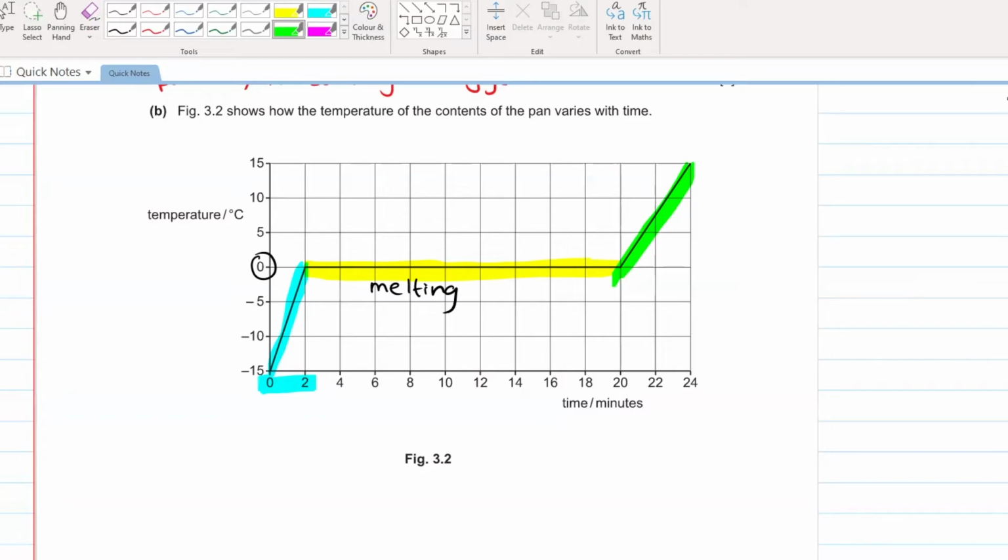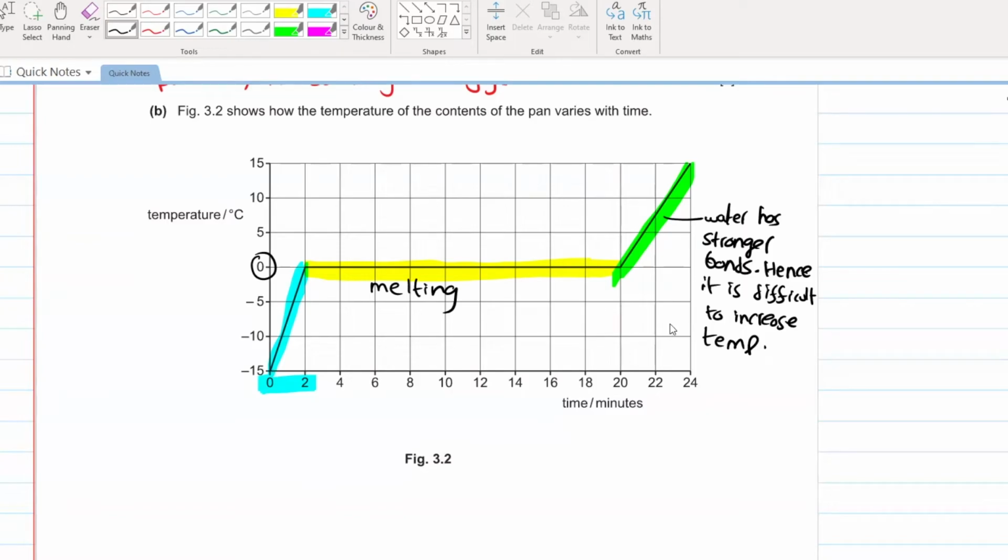What can you say here? Beta, water in the green line has stronger bonds. Hence, it is difficult to increase temperature. Simple. All clear? Yes or no? Tell me in the chat, bhai.